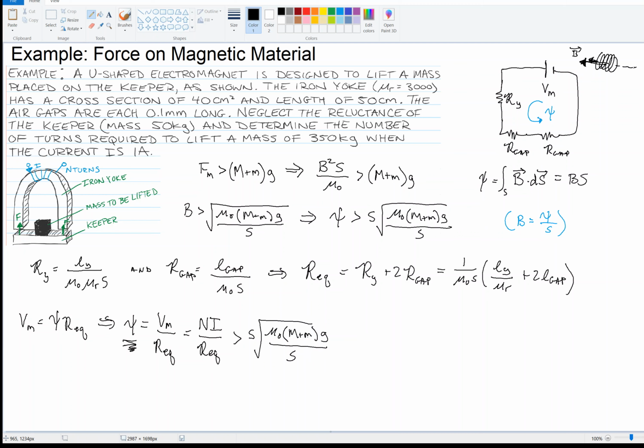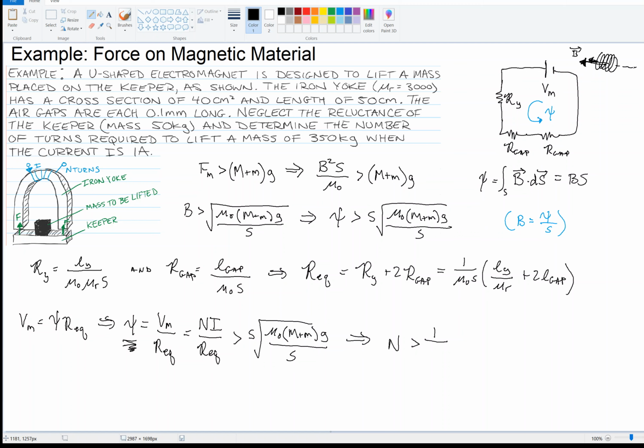Okay, and so what I'm after is the number of turns. How many turns do we need, right? So I can certainly multiply both sides by R_eq, or script R, and script R is positive. Divide by the current. The current's positive, so I don't need to switch the inequality sign. So what I get is that n has to be greater than 1. Did I miss a mu 0? Let's see. Oh no, yeah, so here's the reluctance, the total reluctance.